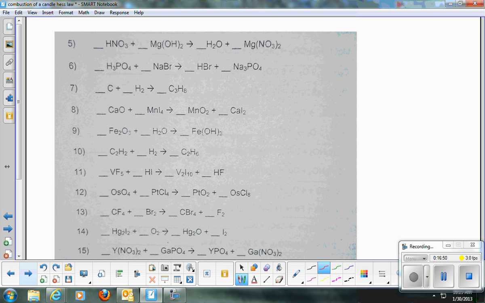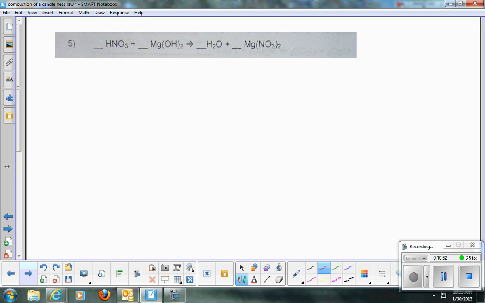Okay, here we go. Number 5. Underneath the arrow, again, I'm leaving H and O to last. So nitrogen, magnesium, H, and O. Okay, nitrogen. How many on the left? 1, right? Just 1. That 3 doesn't come through because it's not in parentheses.